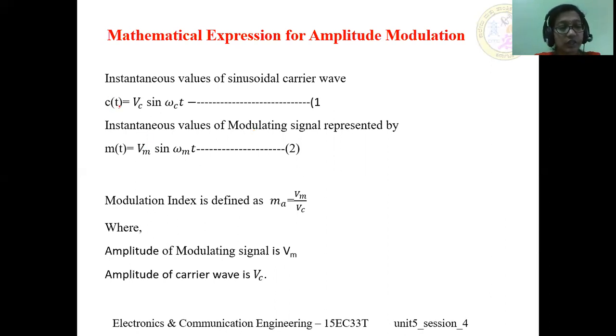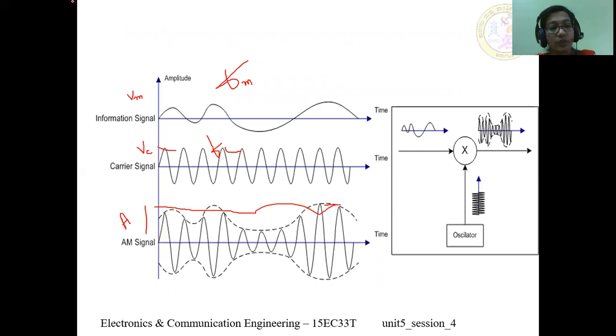This is C of t. Here we are going to consider the instantaneous values of a sinusoidal carrier wave. As we observed, the carrier is a high frequency signal having a certain amplitude and frequency. Similarly, for the message signal, we take the instantaneous value of the carrier as C of t, the carrier with respect to different timing, and the message signal as M of t, which represents the instantaneous values of the message signal.